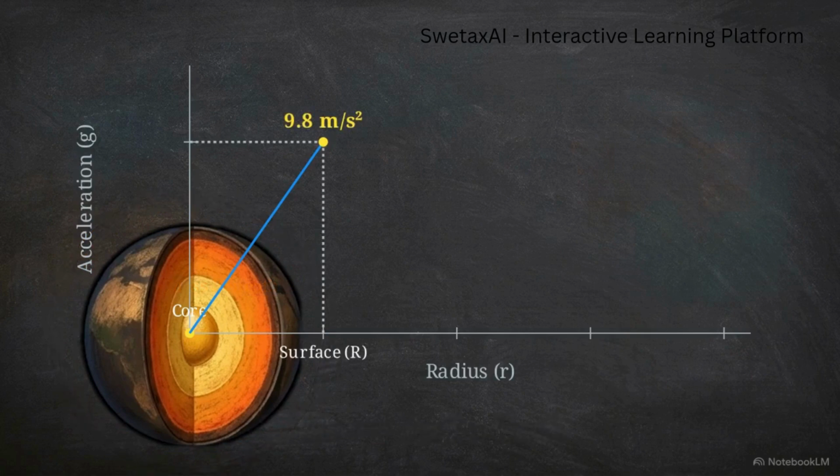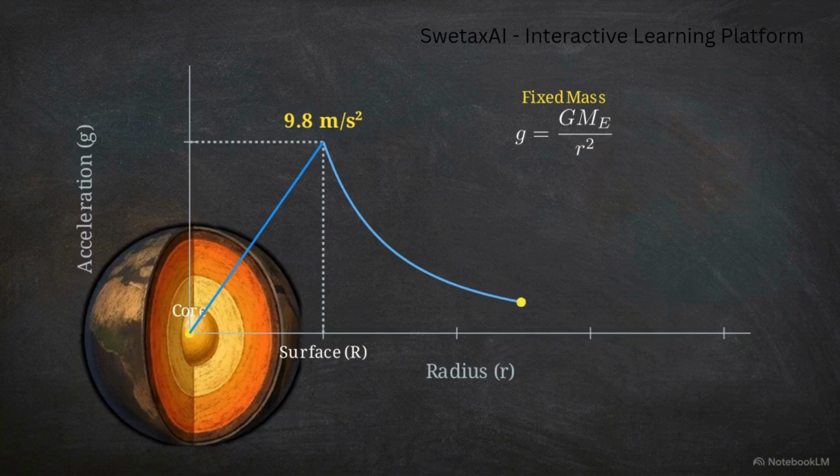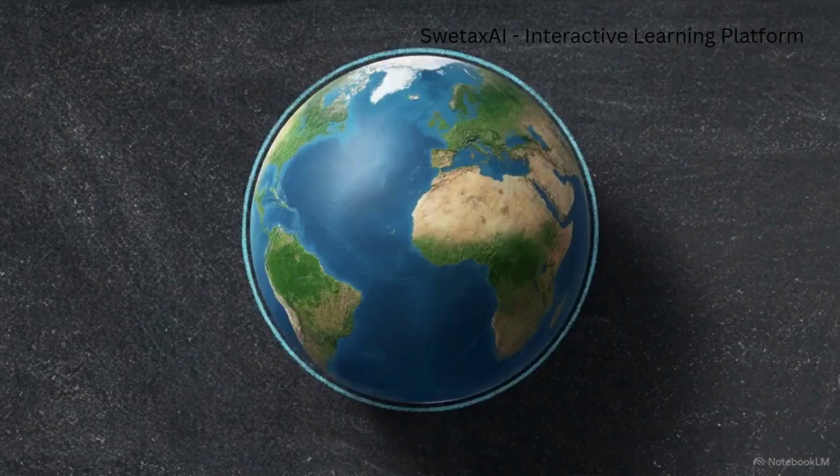Above the surface, the distance radius continues to increase, but the Earth's mass is fixed. The acceleration drops off according to the inverse square law, creating a steep decay curve as we move further into space. Therefore, 9.8 is not a universal constant. It is simply the location-dependent maximum output of the core gravitational formula, occurring precisely at the planetary boundary.